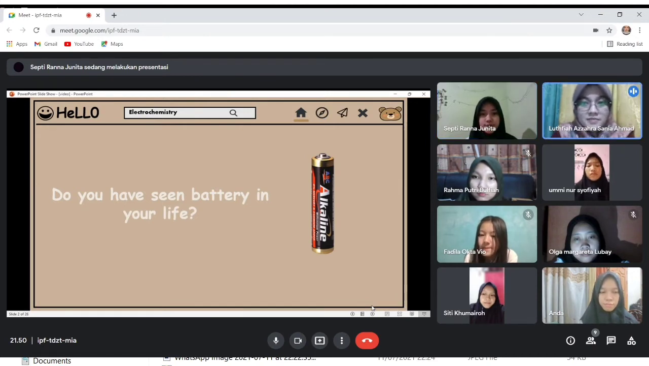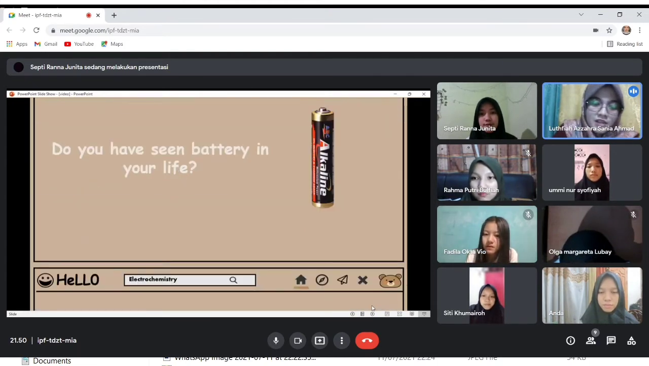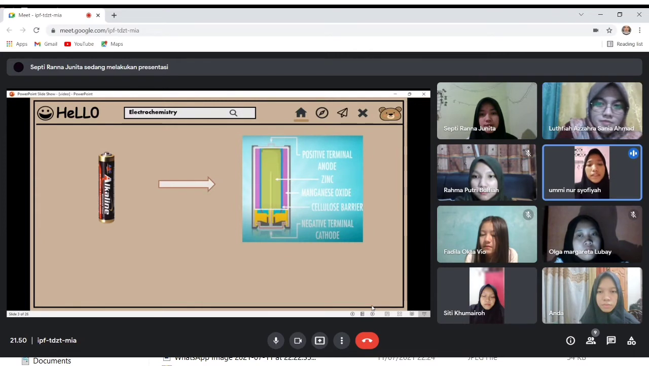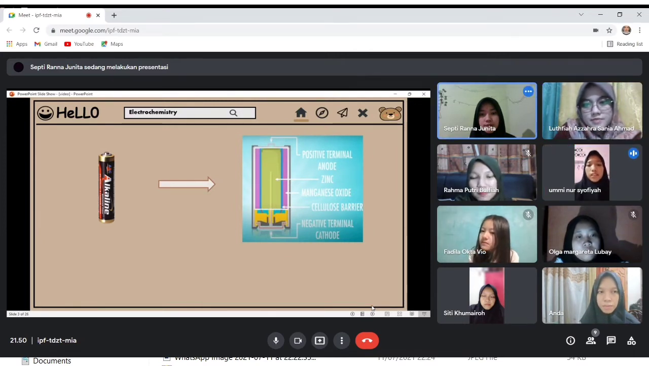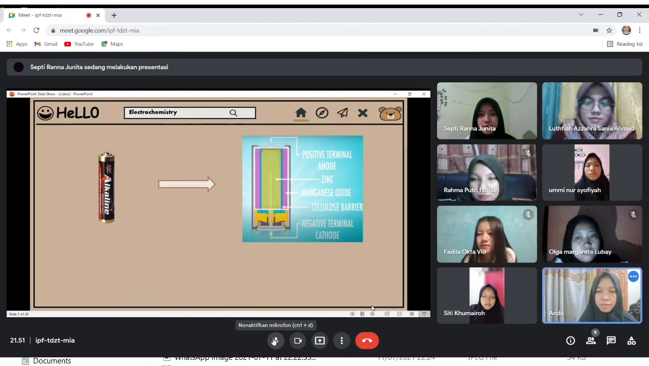Yes, that's right. Battery is just like everything else in life. It's just chemistry raised to the power of awesome. Now look at the picture. What did you see from the picture? Battery has two poles. There is positive terminal and negative terminal, Miss. Okay, good. Any other opinion? Battery has composition of zinc, manganese oxide, and there is also cellulose barrier.